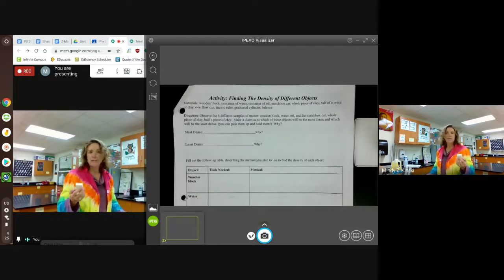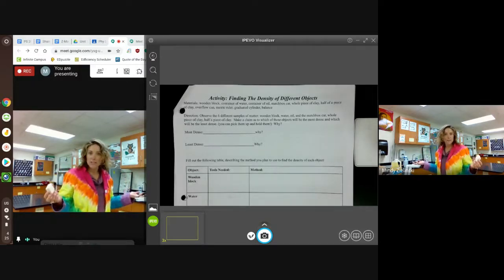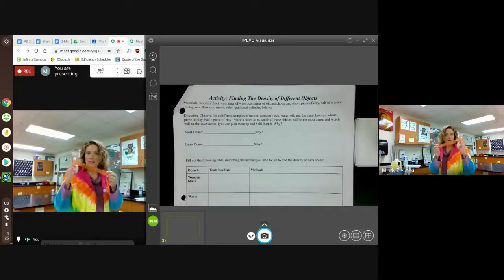And then what type of method are you going to use? So are you using displacement, water displacement, to find volume? Are you using just measurements of mass and then length with the ruler? So length, width, and height. So that's what it means for method. Is it going to be volume by displacement or volume by metric measurement? How are you going to find mass? Mass by using something besides a scale, or are you going to use a scale?